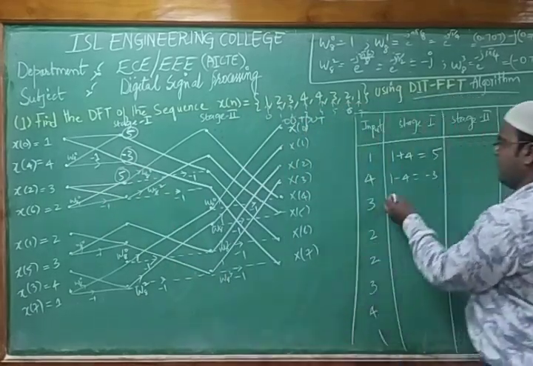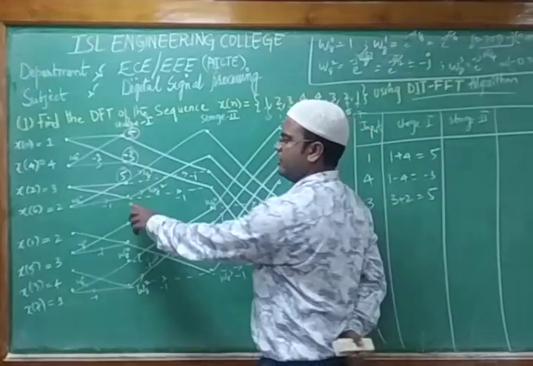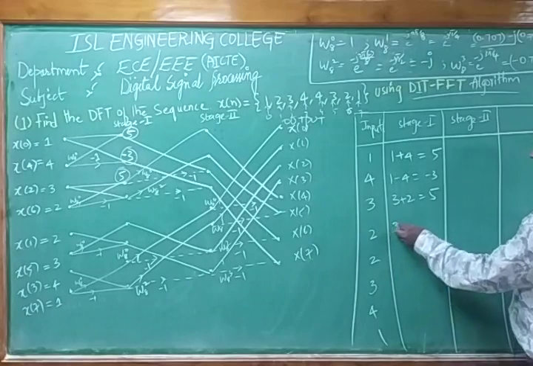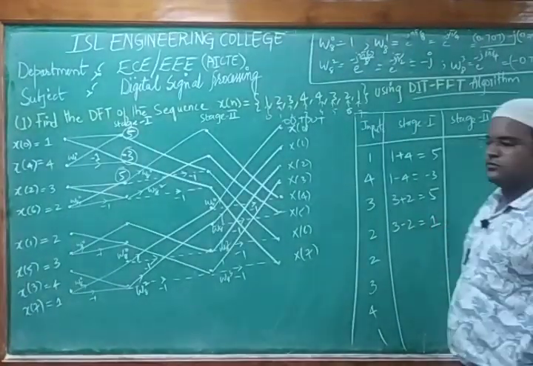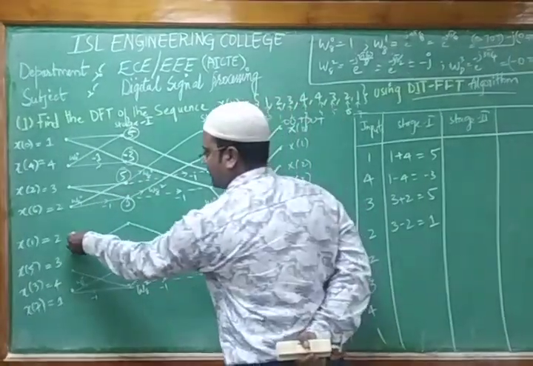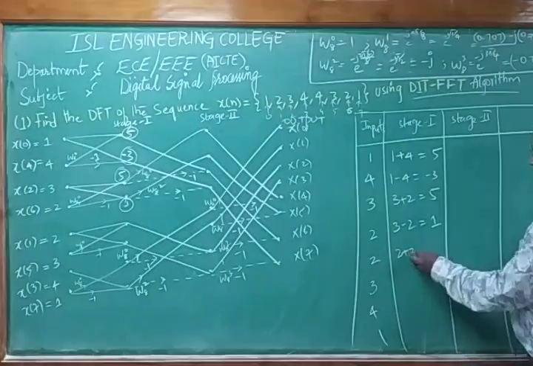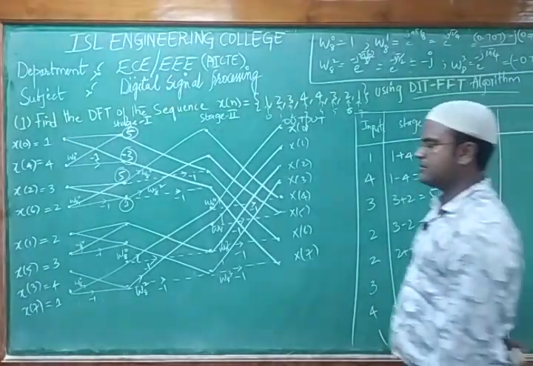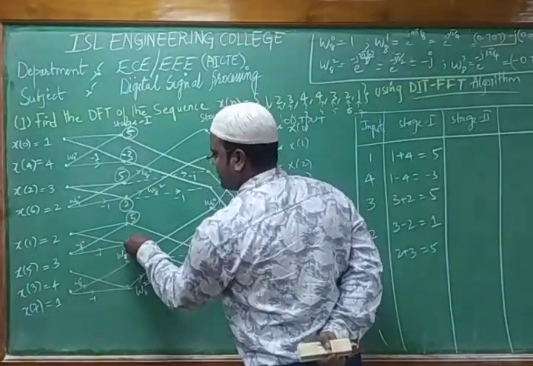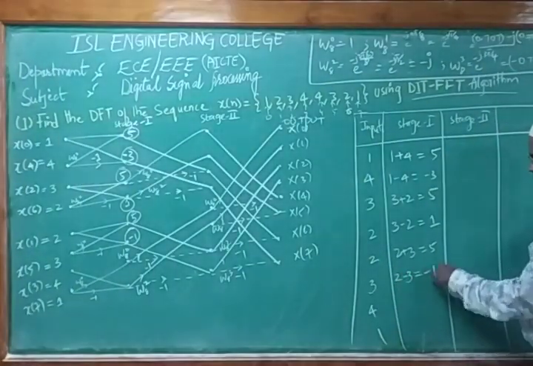Here I got 3 plus 2 as 5. For the next point, what is the next value I do have here? 3, here is minus 2. So I can write 3 minus 2, which is 1. Next, for this next input, 2 plus 3. How much is 2 plus 3? Again it is 5. Next, 2 minus 3 is nothing but minus 1. So I'll mention here 2 minus 3 is minus 1.